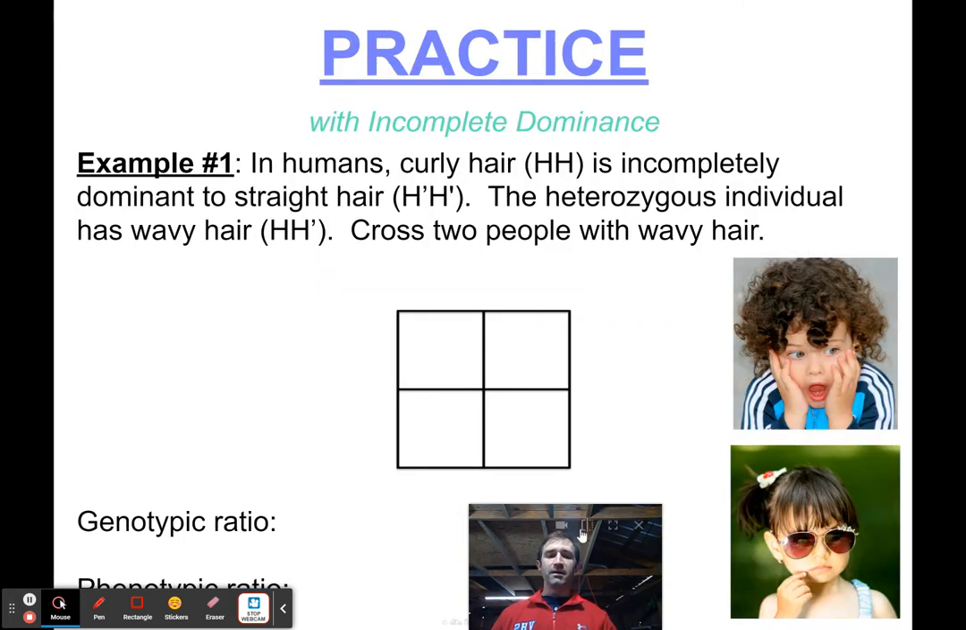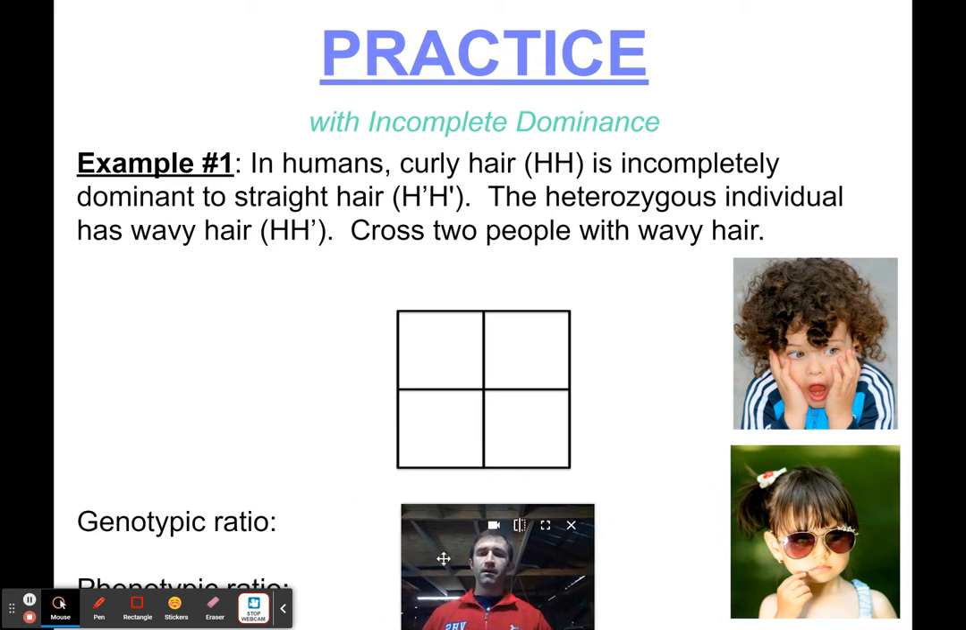It says in humans, curly hair, which is going to be, and so guys, the letters we use, how you write this stuff doesn't really matter. Again, it's notation. It's like when we're doing math and you use A to represent a variable. Well, you could use B or C. It doesn't matter really. It's just a letter to represent something.